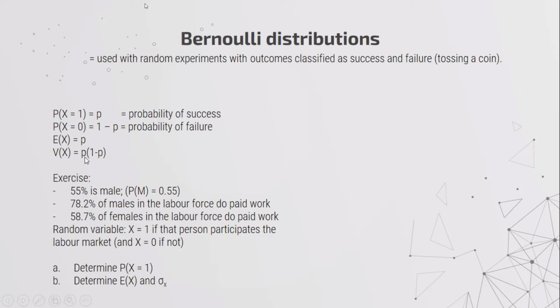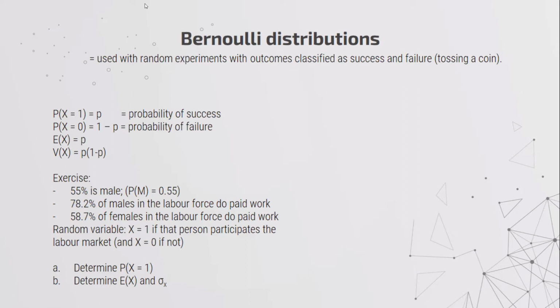The variance, we're going to calculate by multiplying the probability of success times the probability of failure, which is, if the success is P and the whole sample is just 1, then the probability of failure would be 1 minus P. So, one tiny exercise using those formulas above.